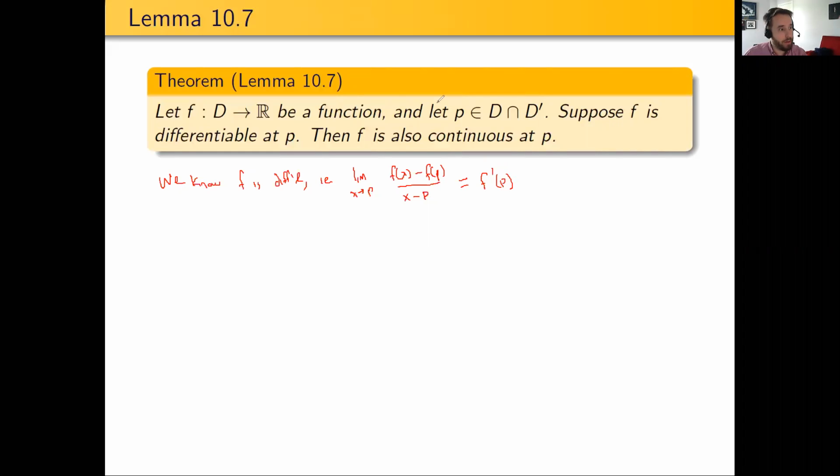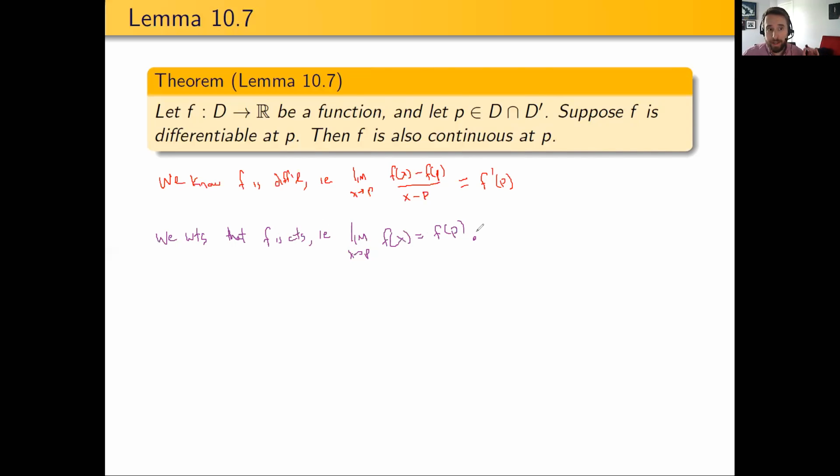What we want to show is that f is continuous at p, i.e., that the limit as x goes to p of f of x is actually equal to f of p. This was our definition of continuity from back in chapter 7. So that is what we explicitly want to show.